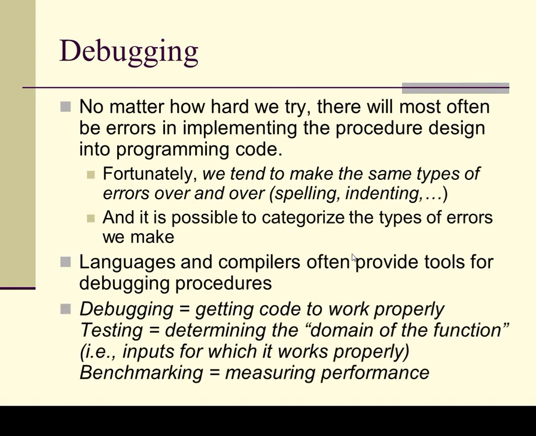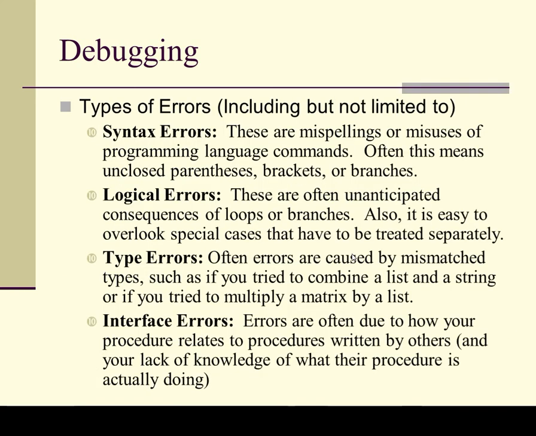So notice also there's a difference between debugging and testing. Debugging means you're just getting it to work. Testing means you're determining the domain of the function, the inputs for which it works properly. And then benchmarking is when we measure performance. So here's some types of errors. And again, remember, you'll probably make one type of error more often than others. And so you'll actually get to where you know what kind of errors you make when you make errors.